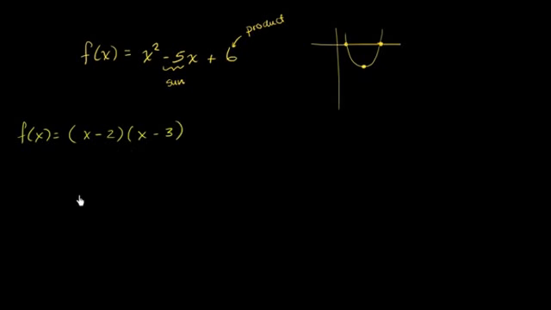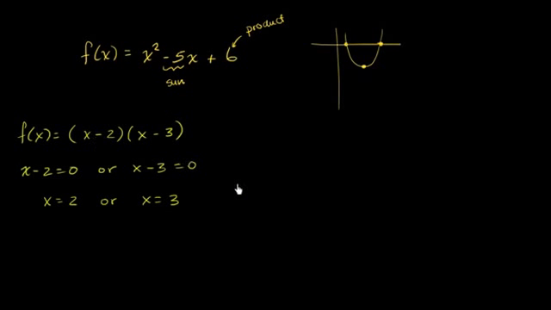Now how does this help us find the zeros? Well, in what situations is the expression on the right-hand side going to be equal to 0? It's the product of these two expressions. If either one of these is equal to 0, then since 0 times anything is 0, this whole thing is going to be 0. So x minus 2 is equal to 0 or x minus 3 is equal to 0. Adding 2 to both sides, you get x is equal to 2 or x is equal to 3. Those are the two zeros for this function.